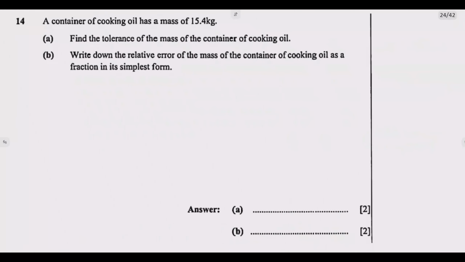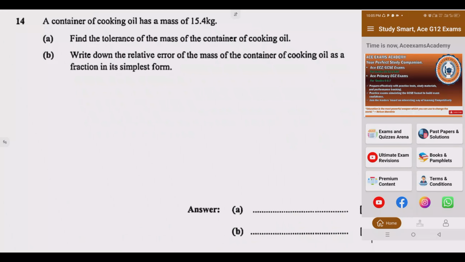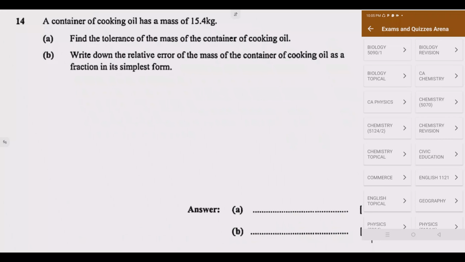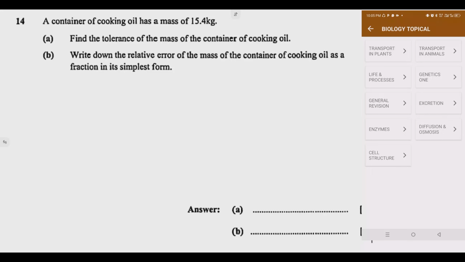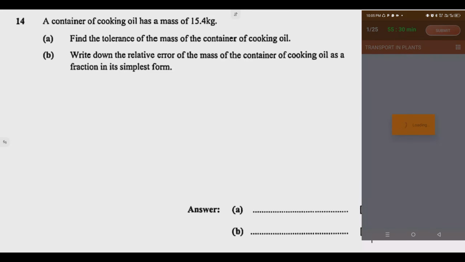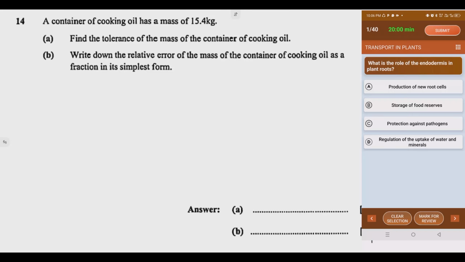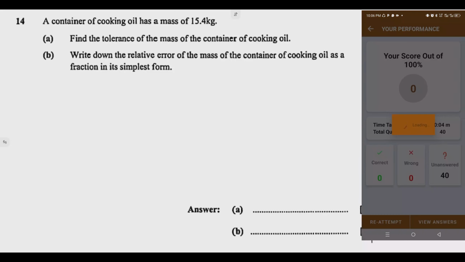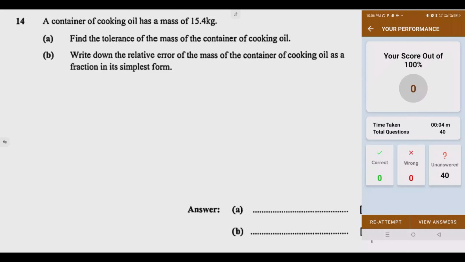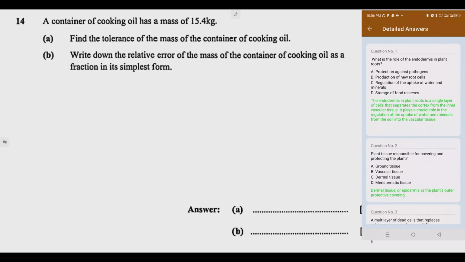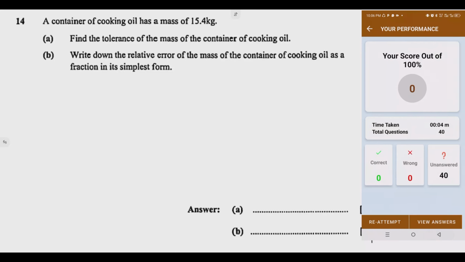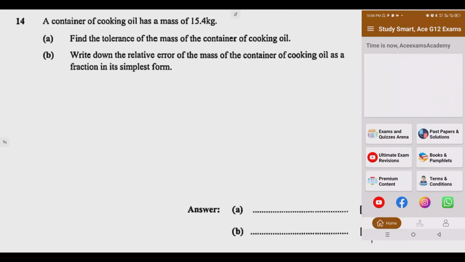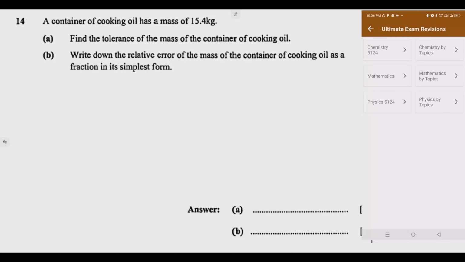Let us look at question 14. A container of cooking oil has a mass of 15.4 kilograms. A: Find the tolerance of the mass of the container of cooking oil. B: Write down the relative error of the mass of the container of cooking oil as a fraction in its simplest form. That's 2 marks each, giving us 4 marks.